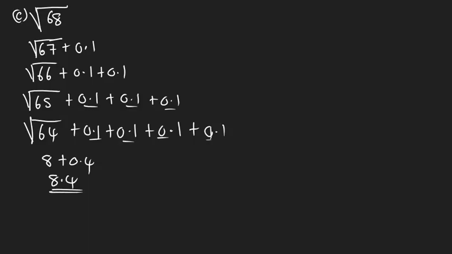Okay? Or you can say 8.398. Okay, so if you get your calculator, the square root of 68 should give you within that range. So it's giving us 8.24. So it's within the same given range. Okay? We go to another one.